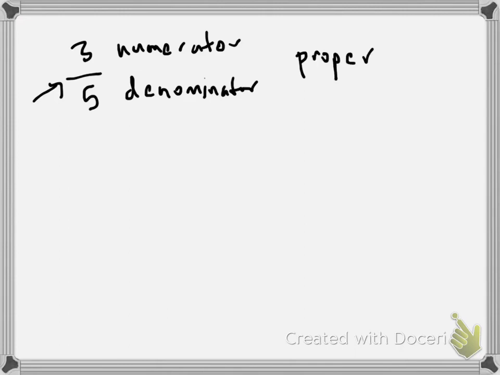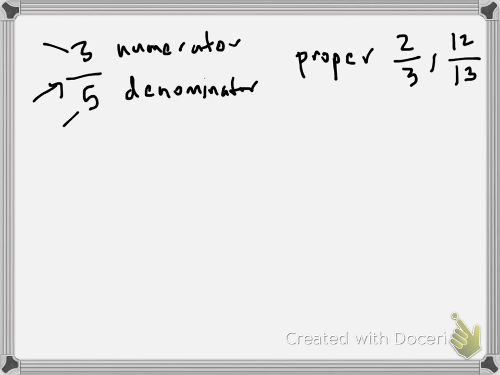Proper fractions have numerators that are less than the denominators. So the reason why this is a proper fraction is because the 3 up top is less than the 5 on the bottom. Some other examples of proper fractions would be 2/3, because 2 is less than 3. My numerator is less than my denominator. 12/13 is a proper fraction because 12 is less than 13. Anytime we have a fraction where the top is less than the bottom, we're looking at a proper fraction.